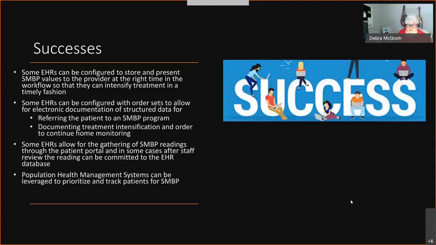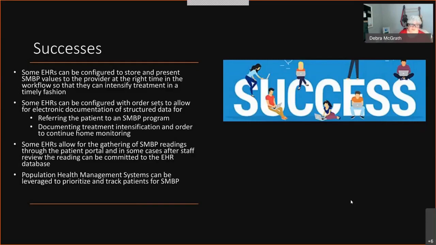So where are our successes? I talked about how we have been able to configure some to store and present SMBP values to the provider at the right time in the workflow, but right now, all of those are manually entered. We don't have a situation where the EHR is able to receive directly the home blood pressure values.